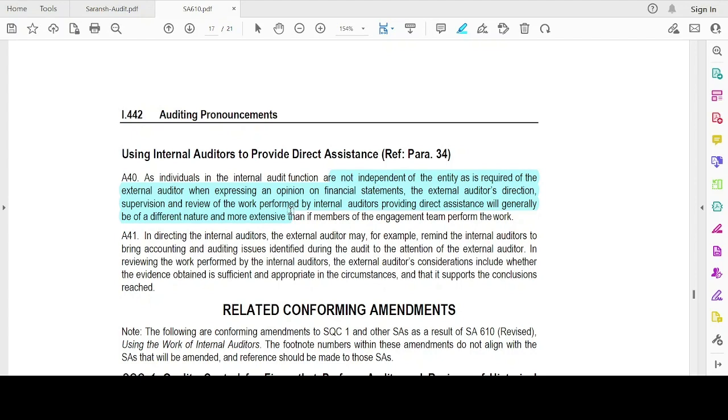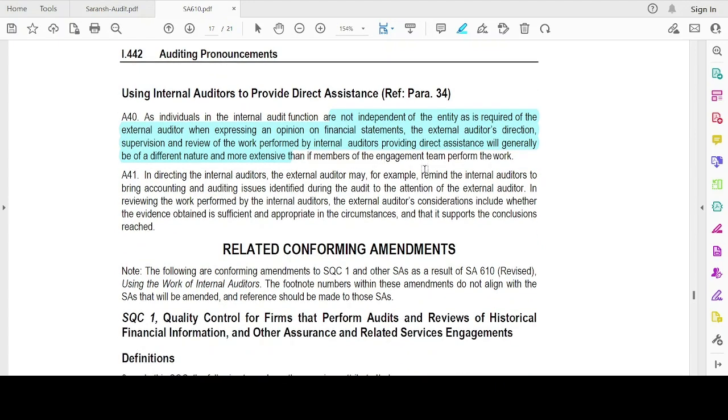Then, in directing the internal auditors, the external auditor, for example, reminds the internal auditors to bring the accounting and auditing issues identified during the audit to the attention of the external auditor. Whenever some area is delegated, I have to remind the internal auditor to keep me informed of any issues found during the course of the audit. In reviewing the work performed by the internal auditors, the external auditor's considerations include whether the evidence obtained is sufficient and appropriate in the circumstances, and that it supports the conclusions reached.